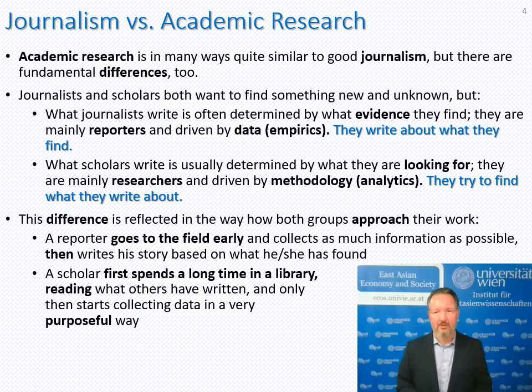So scholars try to find what they write about. So if you write about topic A and you need data for that, first of all, you think about that topic and then you try to find the matching data. Not like you find data and then you think, oh, cool, I'm going to write about that. That's a main difference, I think, between journalism and academic research.